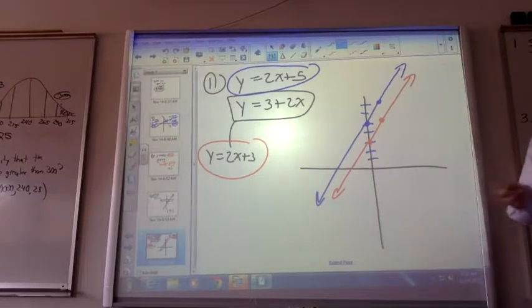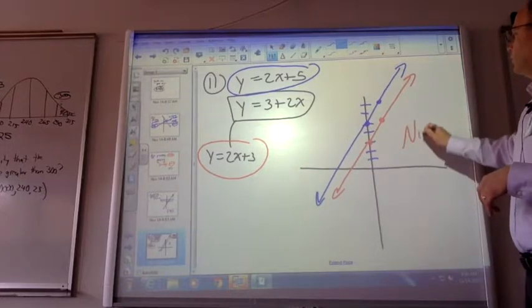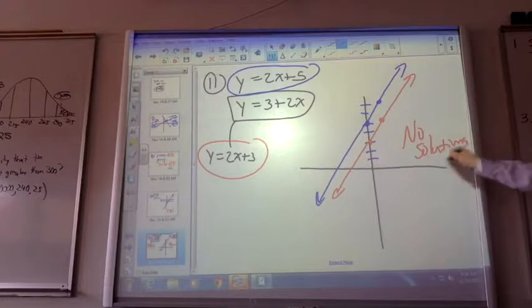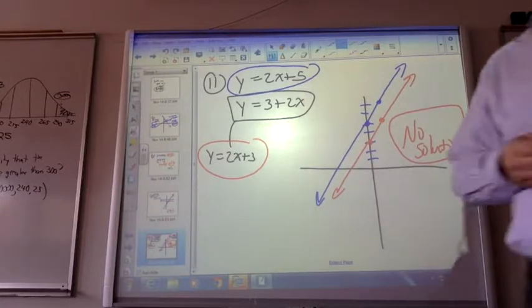Parallel. Parallel lines have infinite solutions? No solution. No solutions because they're parallel. Cool. What else?